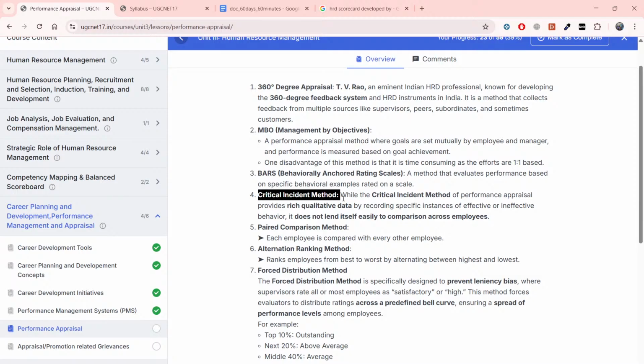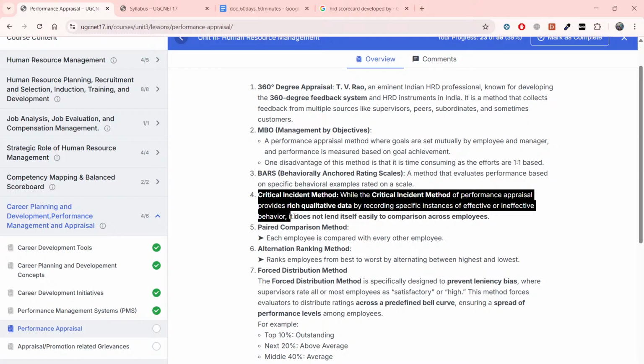Critical incident method. While the critical incident method of performance appraisal provides rich qualitative data by recording specific instances of effective or ineffective behavior, it does not lend itself easily to comparison across employees.